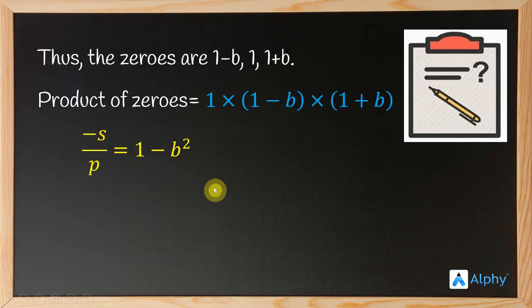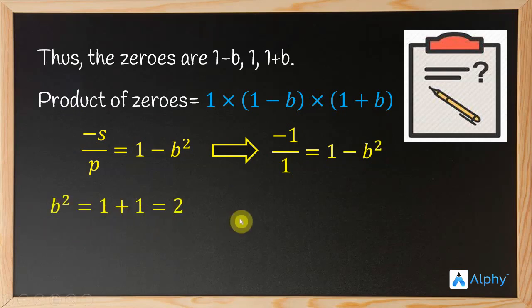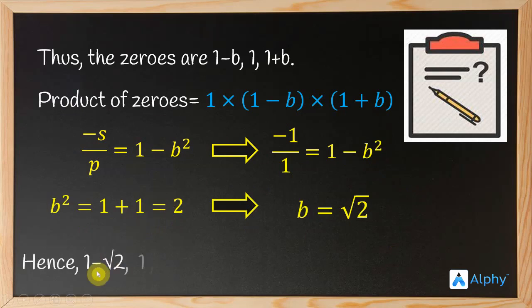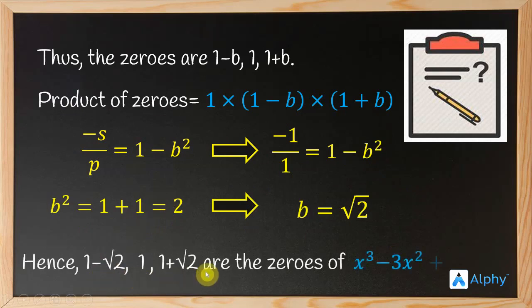We also know that this is equal to minus s divided by p, and hence we are going to put in the values of s and p to find the value of b. When we do that, we get minus 1 divided by 1 is equal to 1 minus b square. From here we get that b square is equal to 2, which implies b would be equal to root 2. So b is root 2, and now 1 minus root 2, 1, 1 plus root 2 are the zeros of the given cubic polynomial x cube minus 3x square plus x plus 1.